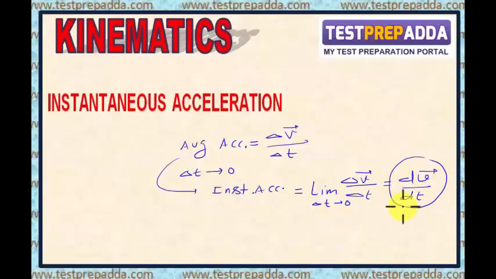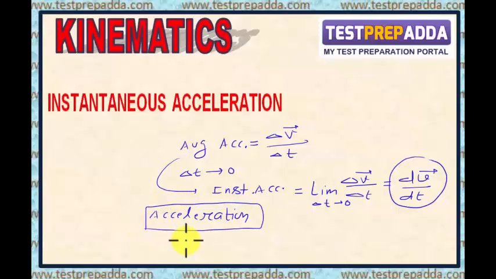Got the idea? This dt indicates that it is a differential time interval. Now it is the rate at which the velocity of a particle is changing at a particular instant. Got the idea? At a particular instant. This instantaneous acceleration is also called acceleration. So when we use the word acceleration, it is actually used for instantaneous acceleration.